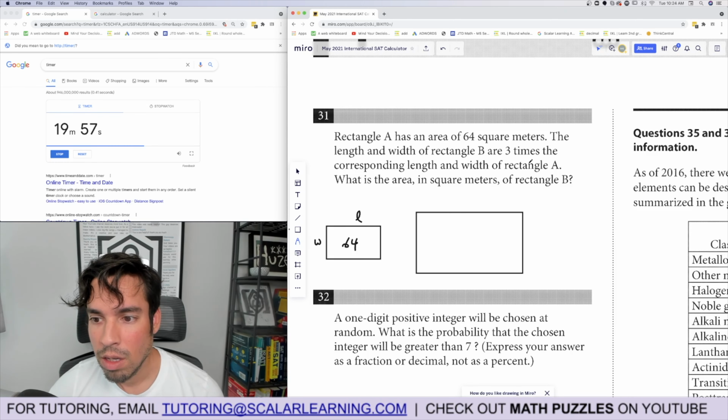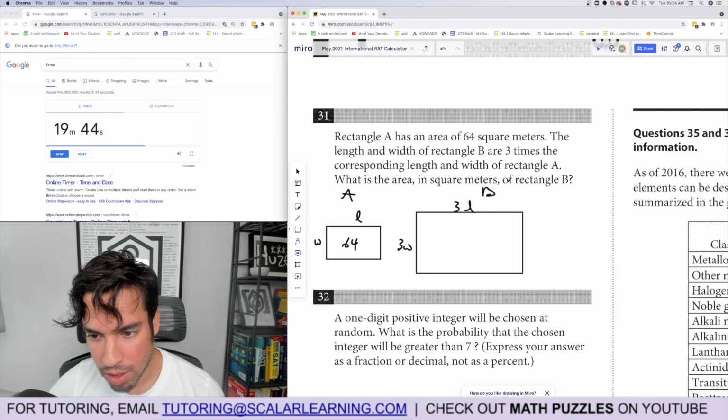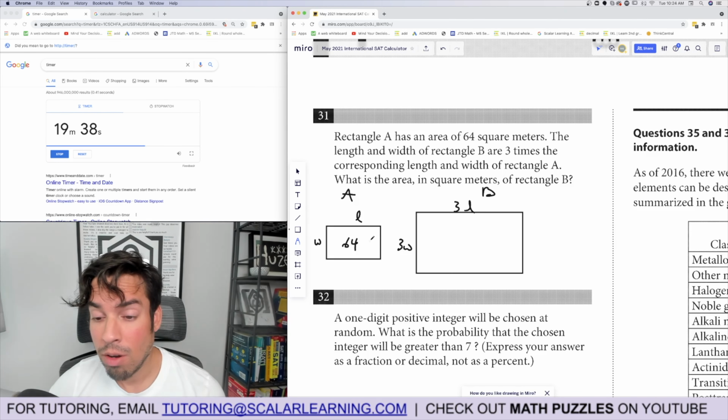Width, length. The length and width of rectangle B are 3 times the corresponding length. Okay, so this is 3W and 3L. What is the area in square meters of rectangle B? If there's a shortcut, I can just multiply this by, okay, here's how I'm going to do it.